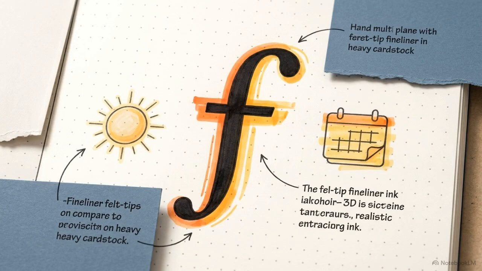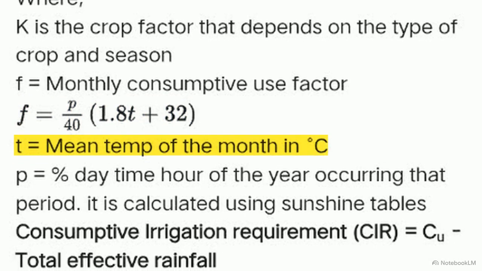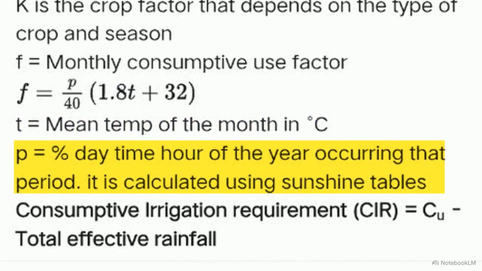This variable F is the monthly consumptive use factor. To find F, engineers use this secondary equation, P divided by 40 multiplied by 1.8T plus 32. Here, T represents the mean monthly temperature, measured in Celsius. The variable P represents the percentage of annual daytime hours occurring during that month.